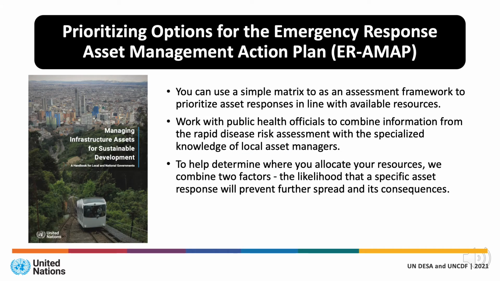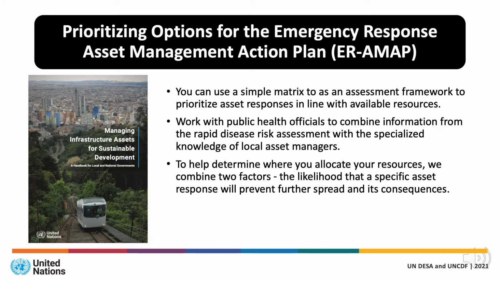When faced with an outbreak of unknown or unconfirmed origins or transmission channels, asset managers that do not have an emergency operation plan can still rely on tools like an Emergency Response Asset Management Action Plan, or what we call an ERA map. Here we will cover a simplified prioritization approach you can adopt to think through your options, which option should be implemented first, and how to be confident in your decision-making process even in times of uncertainty. It is important to remember that you should always consult with public health officials to combine relevant information and findings from the rapid disease risk assessment with the specialized knowledge of local asset managers.